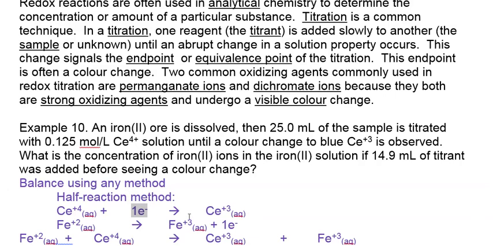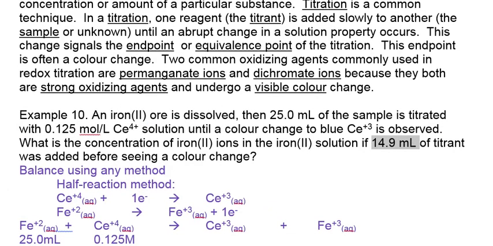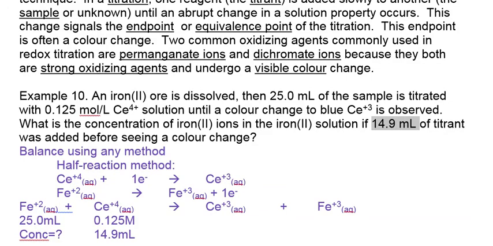So let's identify what we know in this question. We have 25 milliliters of this iron sample, so that's going to be 25 mL of our iron +2. And we know both the concentration and the quantity of the cerium solution. So which one do we know enough about to find our moles? Well, we have concentration and volume, so we can take this one to moles. Then we can use our mole ratio.